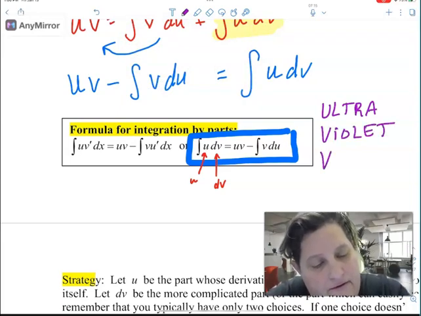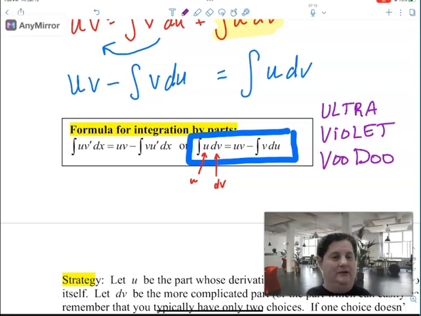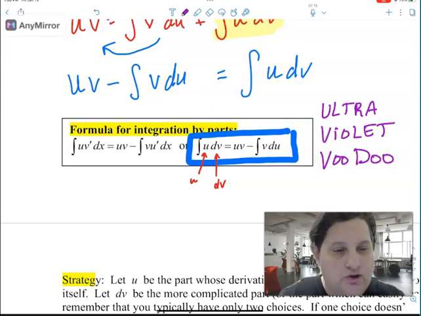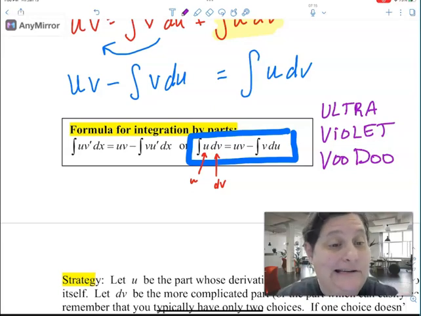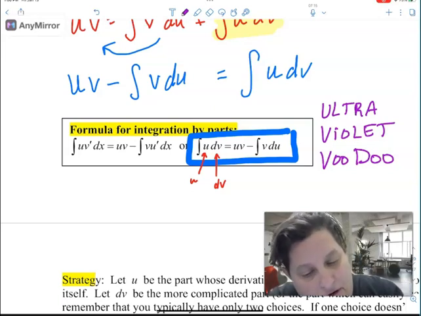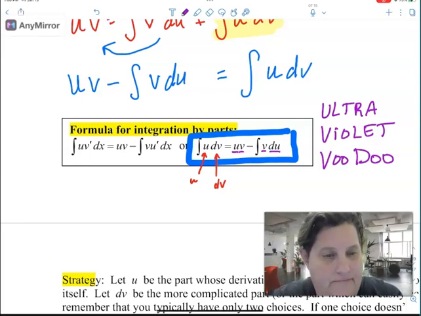Ultraviolet voodoo. Alright, there's a special kind of magic that we practice here in calculus class. We practice ultraviolet voodoo. Alright? Now you guys cannot tell anybody about ultraviolet voodoo. You understand? This is a secret only for calculus class. Check this out. When you do integration by parts, we do ultraviolet voodoo. Okay? Ultraviolet voodoo. That's all we're going to remember.